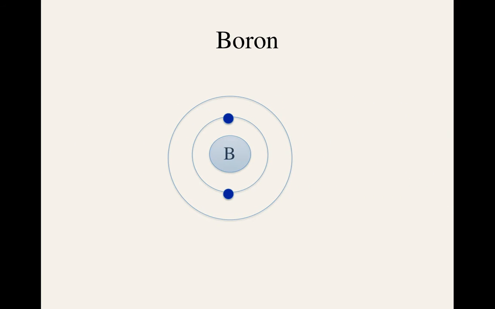Now we look at boron. 2 in the first, 3 outer electrons for a total of 5. It lives at spot 5, 5 electrons.